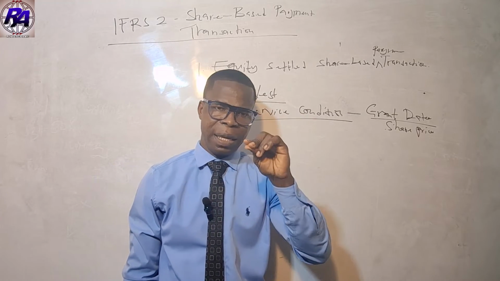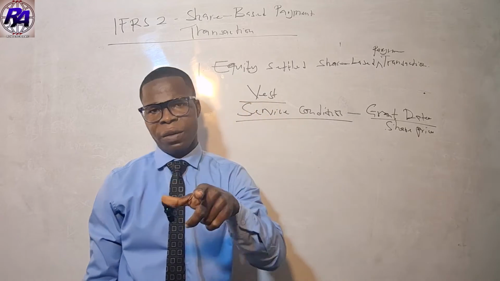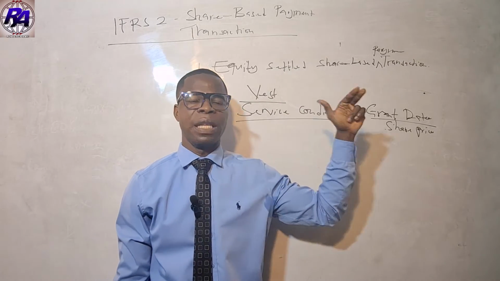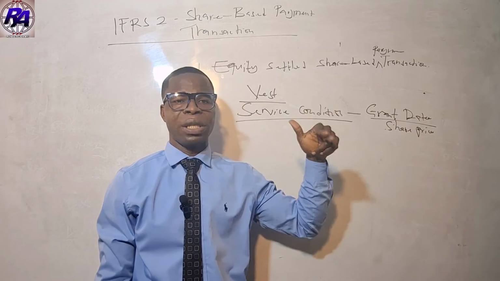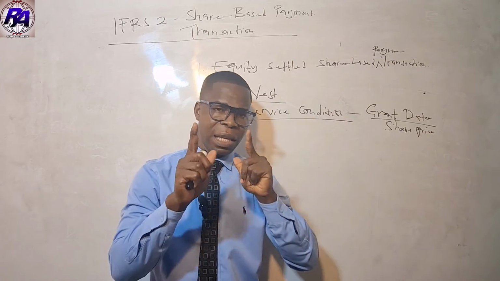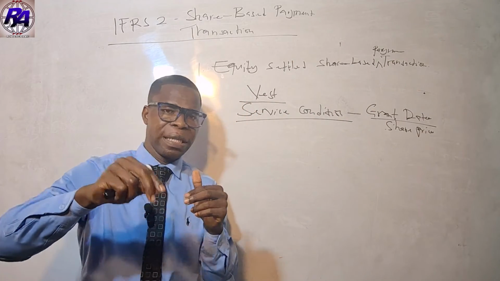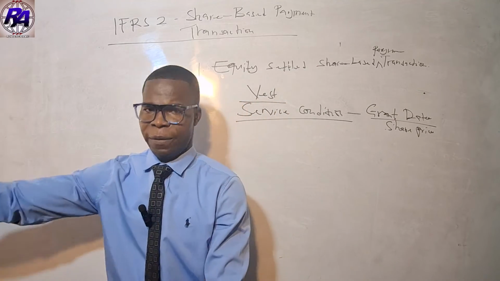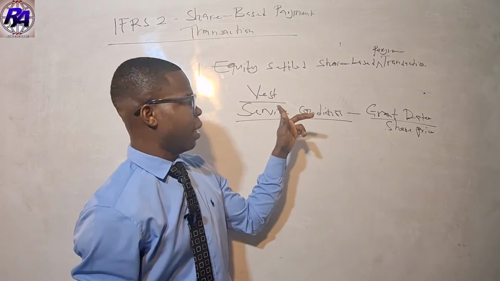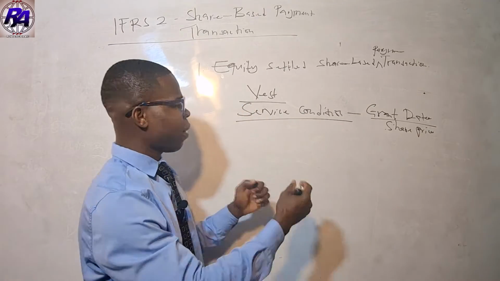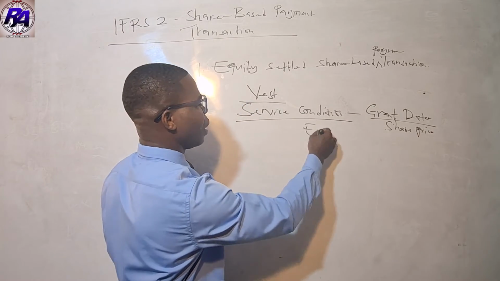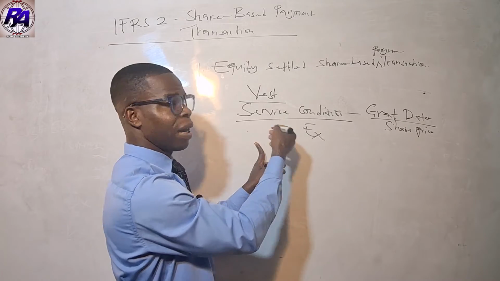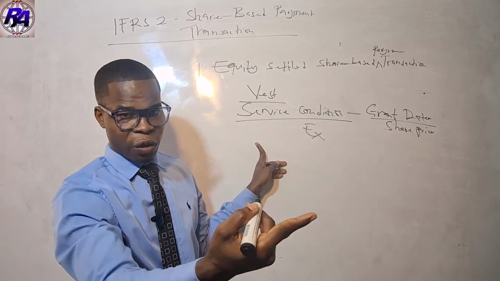Now, let's take note of this also when it is a service condition. The number of employees that will be leaving, the number of employees that are expected to leave. Let's say the difference between the number of employees that leave and the number of employees that are expected to leave when it comes to a service condition. Now, the number of employees that are expected to leave will be deducted from, let's say we are looking at a 3 years service condition.